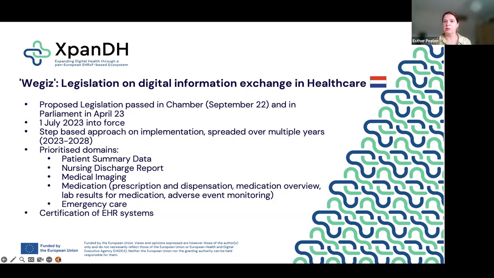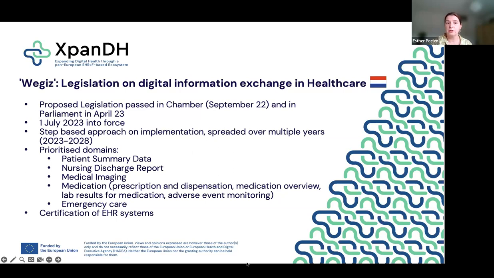Currently, we are in a really exciting period, I would say, in our country, because the Ministry of Health team, together with a lot of stakeholders, especially from the healthcare provider side, have been working really hard to set up a legislation, which is called VEGIS, on digital information exchange in healthcare. Like in many other countries, digitalization of healthcare information is a bit lagging behind and is felt as a real problem by the citizens as well as the healthcare professionals. And to drive this information exchange, that's the goal of this legislation. It passed the chamber last year in September and recently, in April, also parliament. And this Saturday, it will come into force.